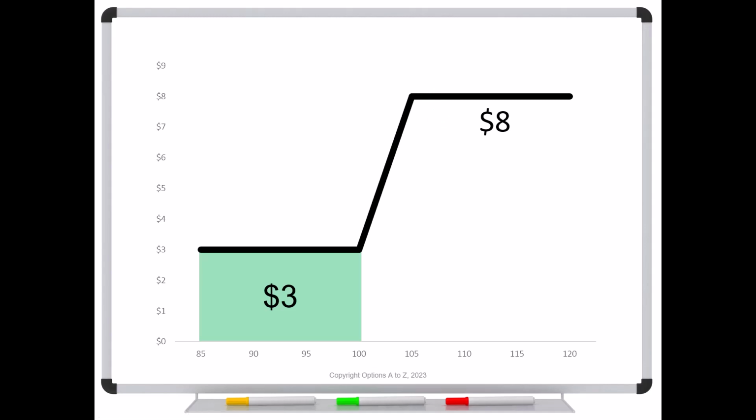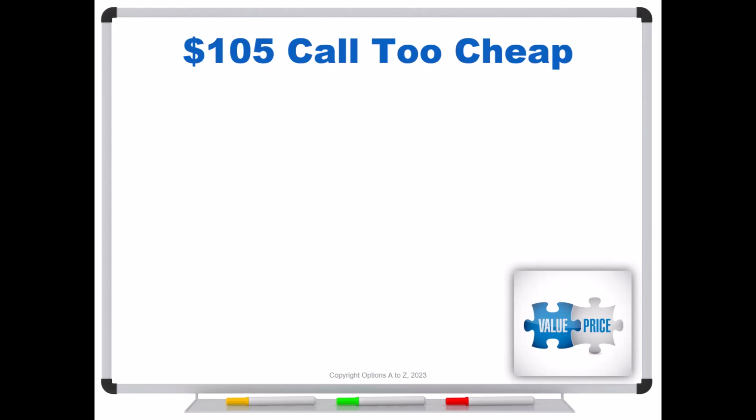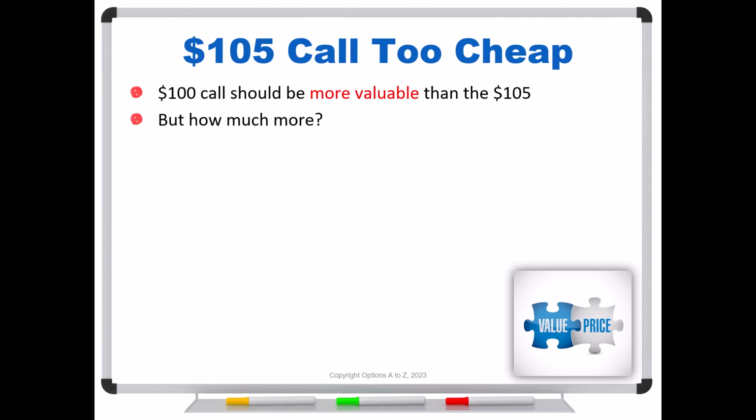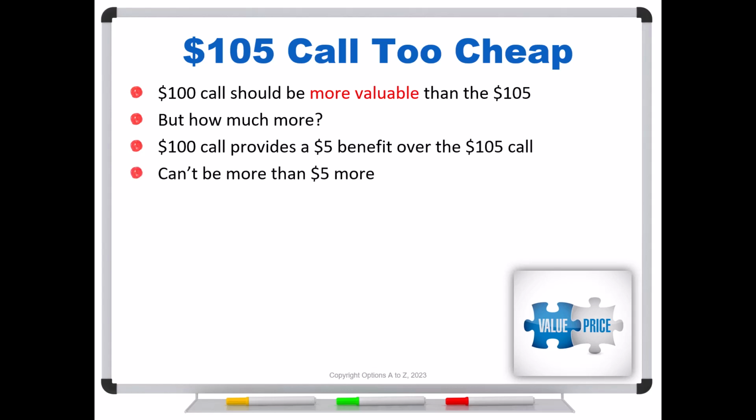Now we could also reach the same conclusion by going in the other direction. What if the 105 call were too cheap? Now we do know that the $100 call should be more valuable than the 105, but the question is, how much more? Is there a limit on how much higher it should be? Well, as we said, the $100 call provides a $5 benefit over the 105 call. So therefore, it can't be more than $5 more.